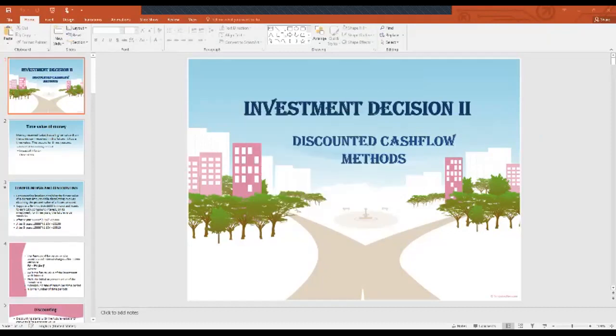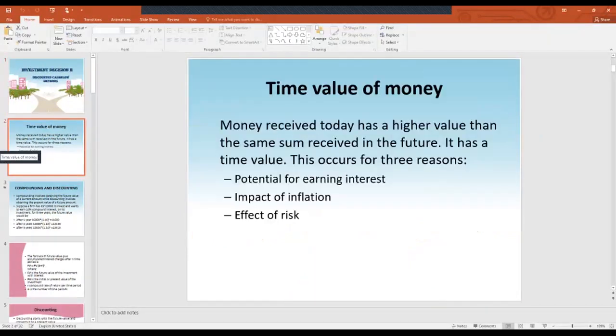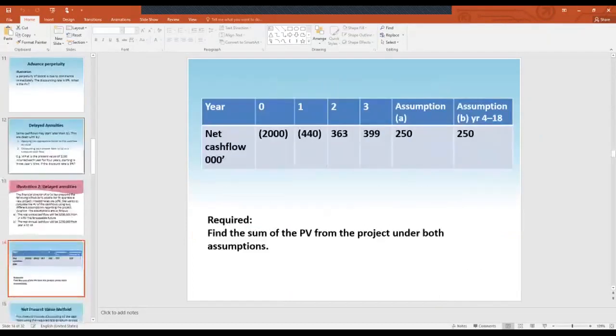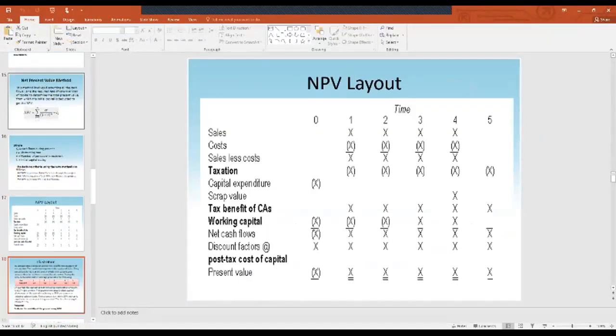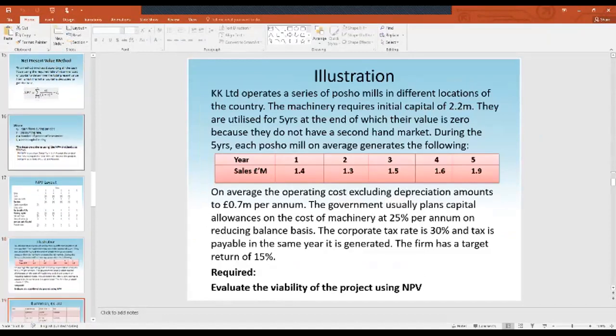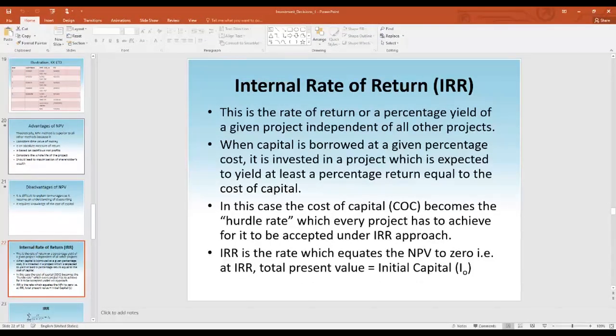So yesterday I think we were discussing how to get the NPV, and I guess the last thing we discussed was how to get NPV in case you had to use Excel, which I think is a very easy process, by the way. Anyway, today I want us to discuss how to get the internal rate of return as an appraisal method. How to get the IRR as an appraisal method.